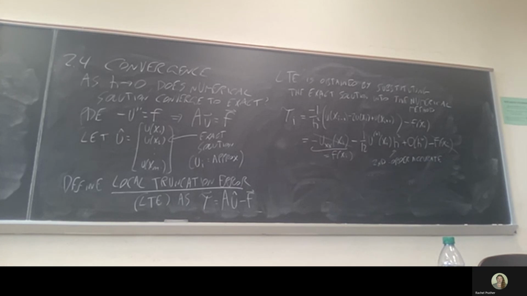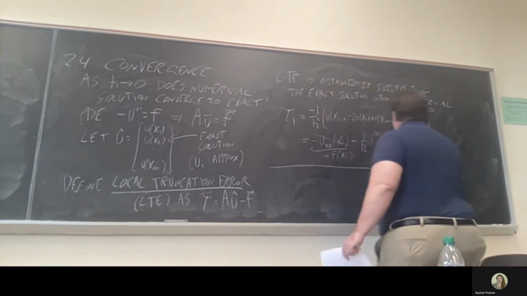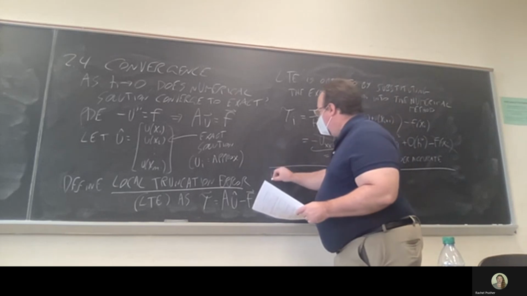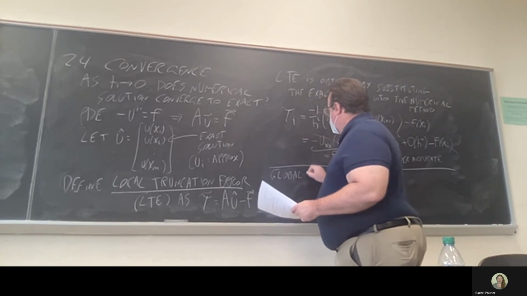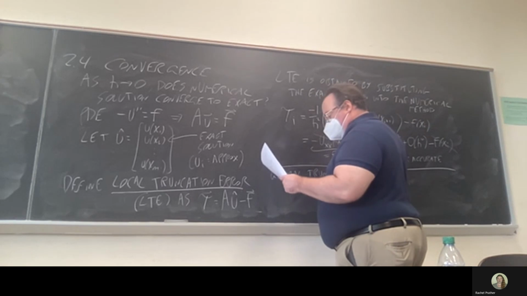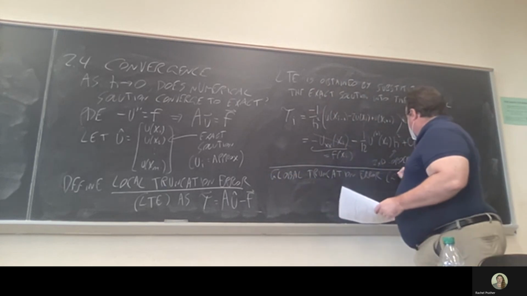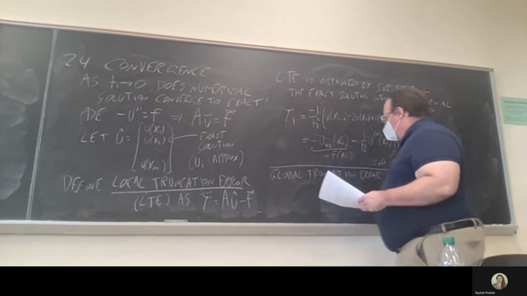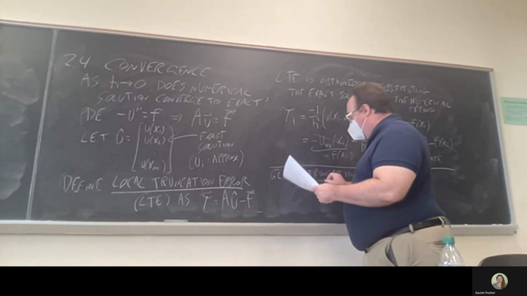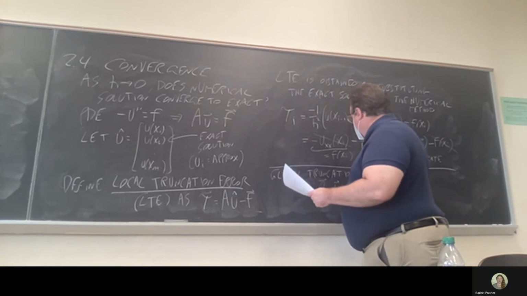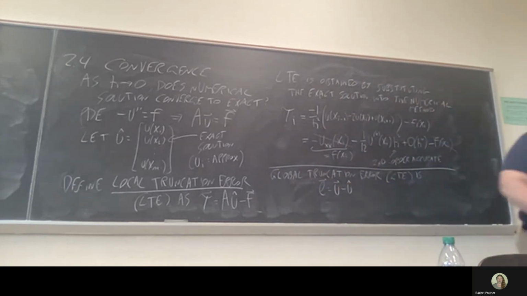That is one notion of error, local truncation error. But it's not the most important notion of error we need. It's actually the easiest one to work with. The real error we care about is the global truncation error. So GTE is E, vector E, which is equal to U minus U hat. That's what we want to be small. That's the actual error in the solution.